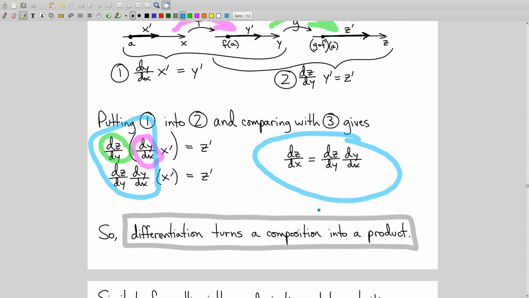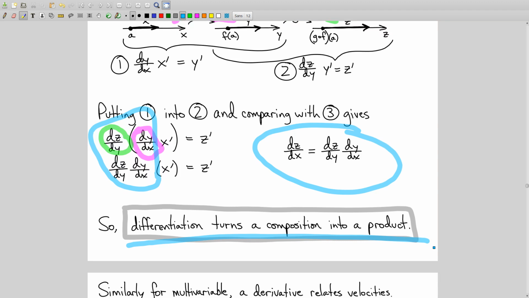By the way, a nice point of view on this is that differentiation turns compositions into products. If you're composing functions, then the derivative of the composition of those two functions is the product of the individual derivatives. Okay, all right. This is all single variable calculus, a different take, perhaps, on something that I know y'all already know.